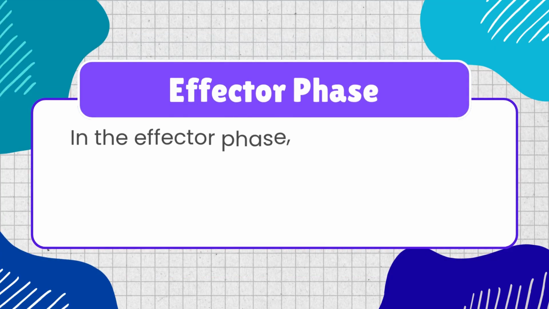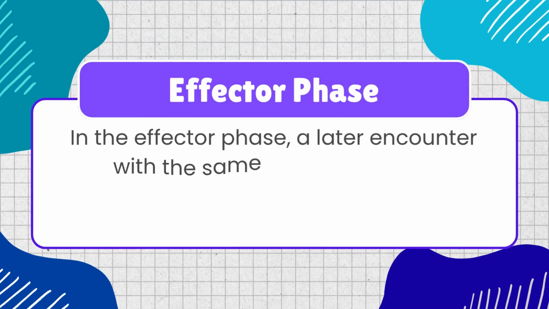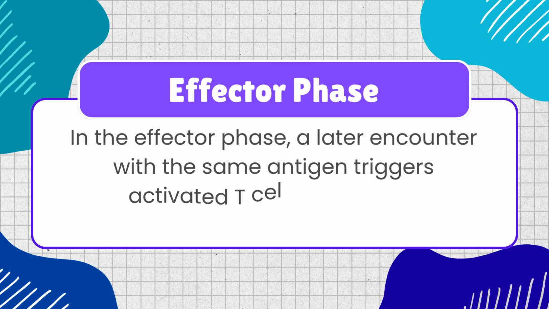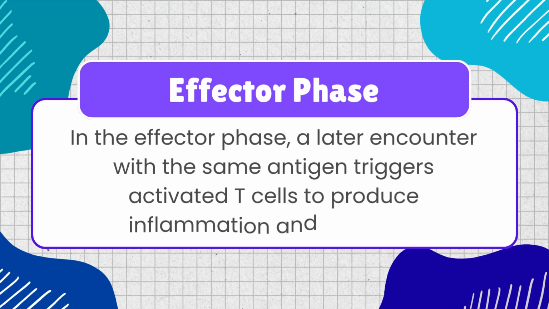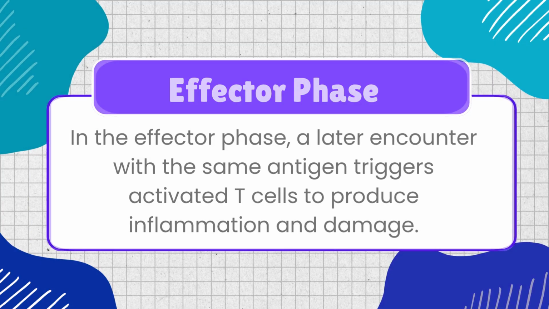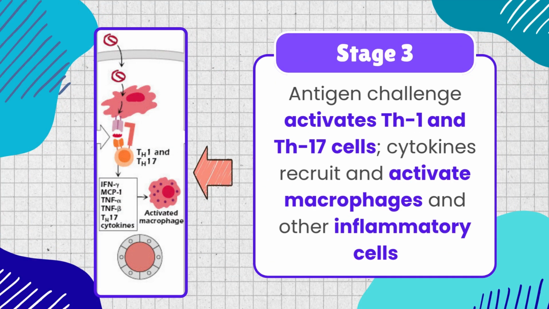We go to the effector phase. In the effector phase, a later encounter with the same antigen triggers activated T cells to produce inflammation and damage. Stage 3: antigen challenge activates Th1 and Th17 cells. Cytokines recruit and activate macrophages and other inflammatory cells.